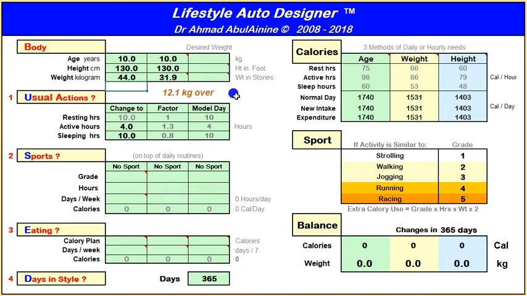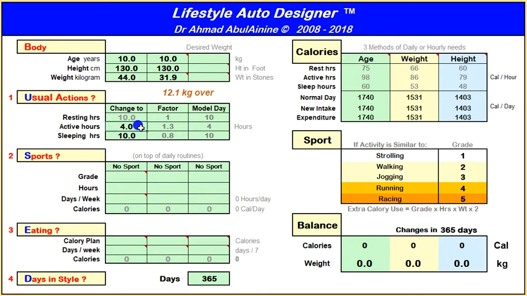And therefore, we will have to take some actions or interventions, in the used terminology, so that he could achieve his goal. The first is the usual actions or the everyday activities. By default, I have supposed that the person would have 10 hours of resting, like sitting, doing not a lot of activity, or active within home or within office, or maybe within a school, or in between these different places, or sleeping hours of about 10 hours.